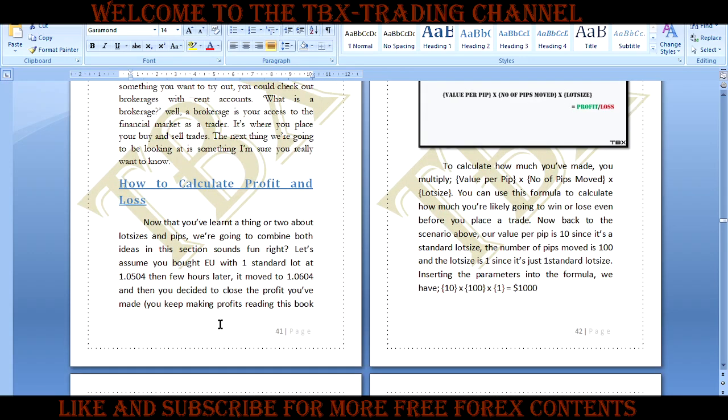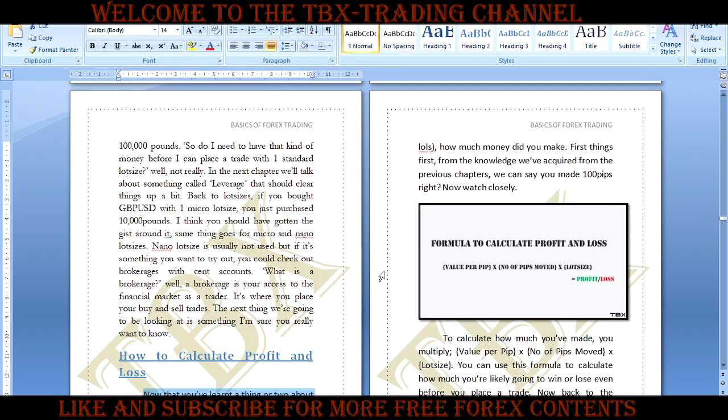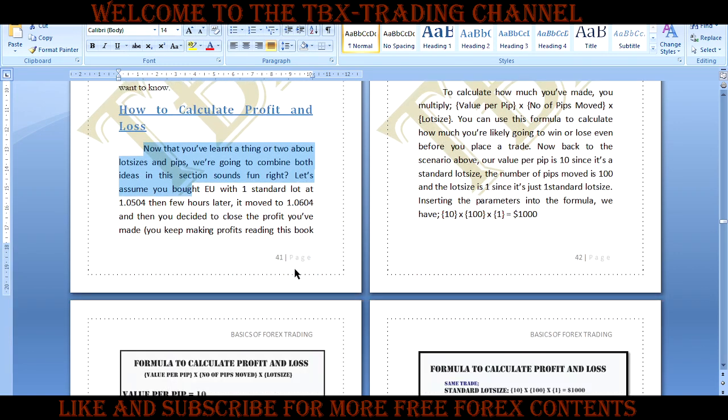So, for instance, if you bought EU, which is a short form of saying EUR/USD, with one standard lot size at 1.0504, and a few hours later it moved to 1.0604, and then you decide to close the profit you've made, how are you going to calculate how much you've made? For instance, what is the formula?